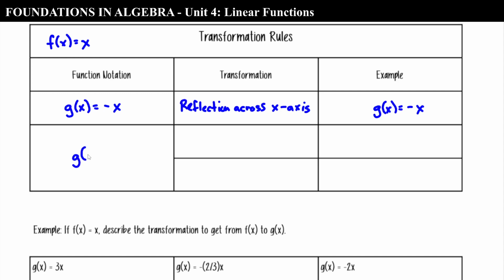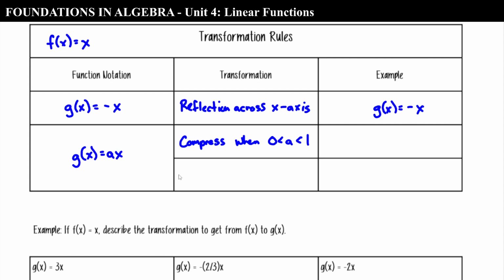Now, talking about stretching and compressing the graph, that is done by your slope, whatever value you have in front of the x. So you're going to compress when your slope, or your a, is between 0 and 1. So if you have some sort of fraction that is less than 1, then you have a compression. You're flattening your line, okay?